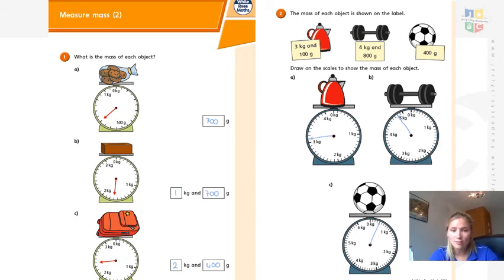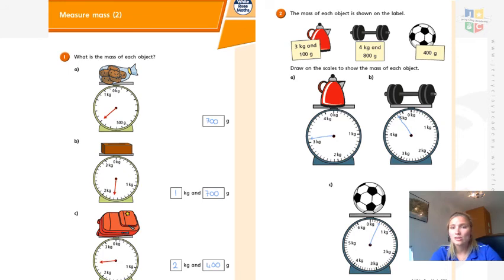The second one, we can see that it is going up in 100 grams each little line, so if you counted that up, you should have had 1 kilogram 700 grams, or if you'd written it as 1.7 kilograms or 1,700 grams. The next one, we can see that they are going up in 100 grams again at each little line, so if you count that up, you've got 2 kilograms and 400 grams. Alternatively, you could have had 2.4 kilograms or 2,400 grams.